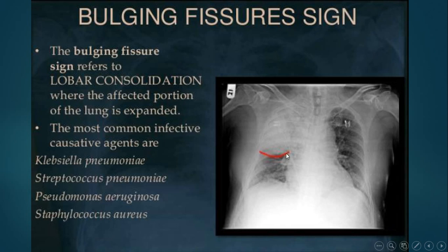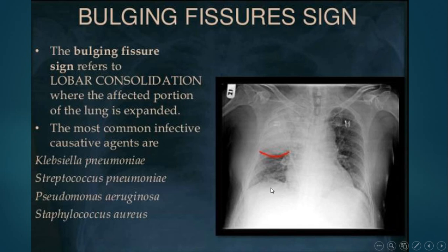This fissure, the transverse fissure, should be straight. Now, since the right upper lobe is involved, and if you look carefully, you can see some air bronchograms here and there, it is consolidated. There is no volume loss, but there is an increase in the size of the lobe, resulting in the fissure being pushed more inferiorly, becoming convex toward the inferior aspect.